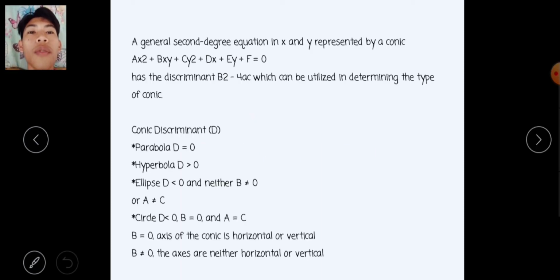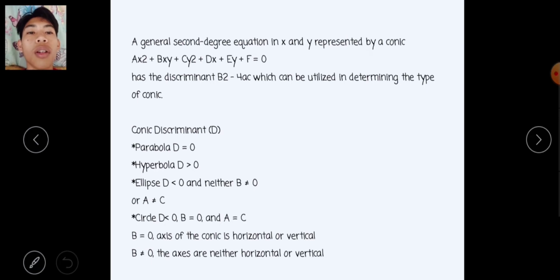So in the definition, a general second degree equation in x and y represented by a conic: ax squared plus bxy plus cy squared plus dx plus ey plus f is equal to 0, has the discriminant b squared minus 4ac, which can be utilized in determining the type of conic.